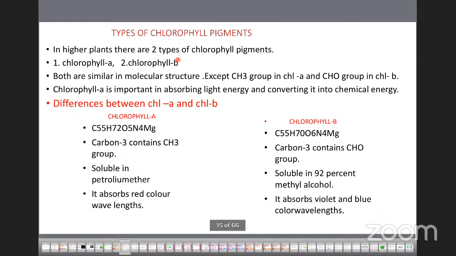A CH3 group is in chlorophyll A. That means a methyl group is attached to one end of chlorophyll A. And the CHO, aldehyde group, is attached in chlorophyll B. That is the only difference between A and B.